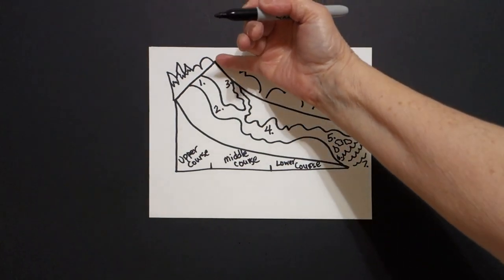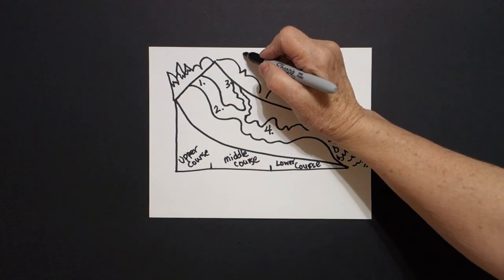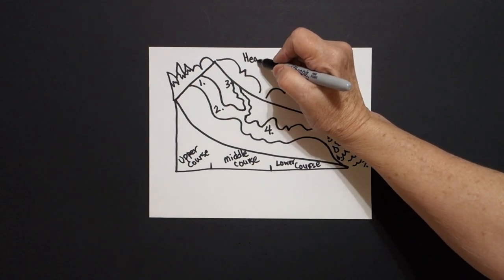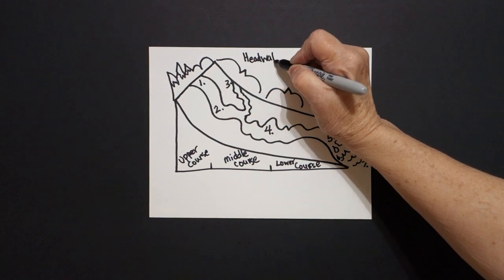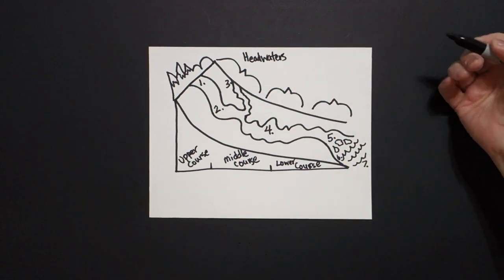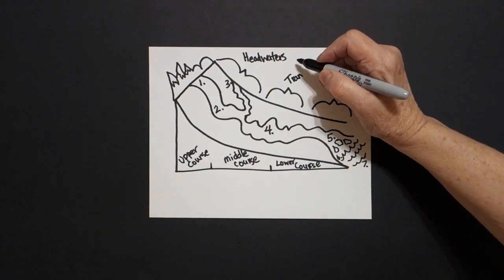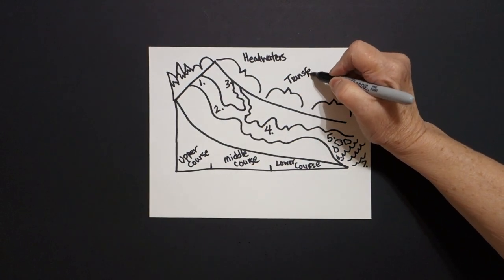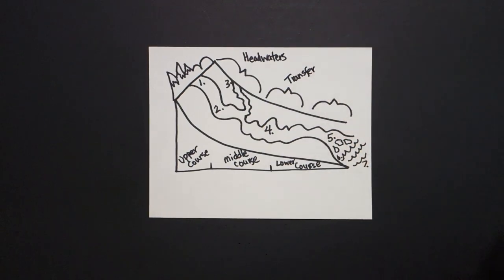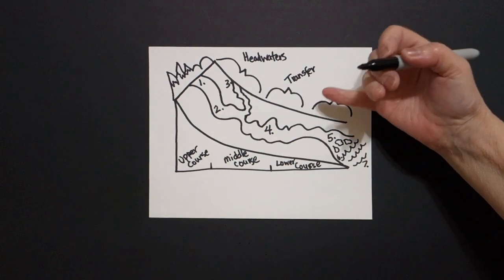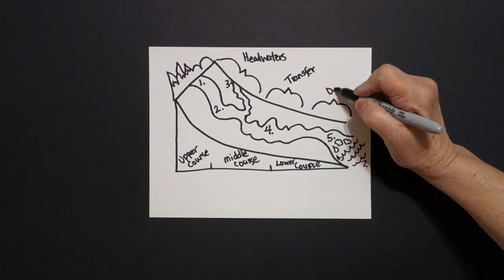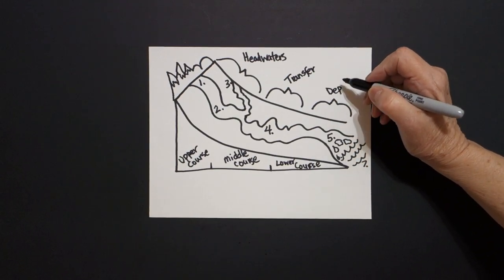Then they call this section up on top the headwaters. The second part they call transfers, and when I say they, I'm talking about other people, geographers, and this last part is called the depositors. We'll just put deposit.